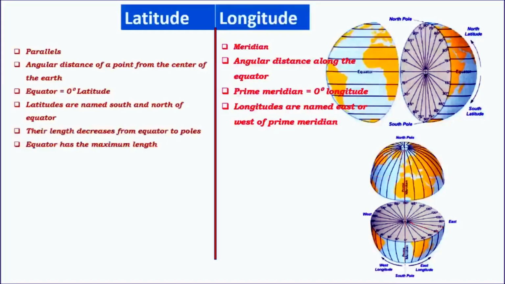And as we have said, equator has the maximum length, whereas in longitudes, all longitudes are equal in length. We can see that equator is the longest latitude, whereas when we move upwards towards the North Pole or towards the South Pole, we see that the latitudes become shorter and shorter, and at North Pole it becomes simply a point. That is, latitudes are simply a point, both at North Pole and South Pole.